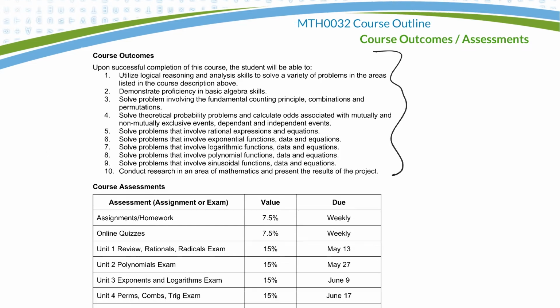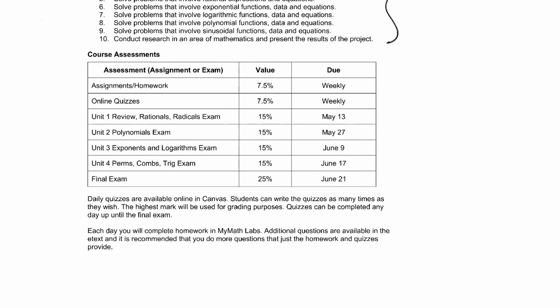In terms of evaluating you, here's how you'll be evaluated. So the homework, that stuff in My Labs, I called it that online textbook, that one's worth 7.5%. All the online quizzes, including the video quizzes, are worth 7.5%. And then you get 4 module exams, each of them worth 15%. And finally, you get a final exam that's worth 25%.